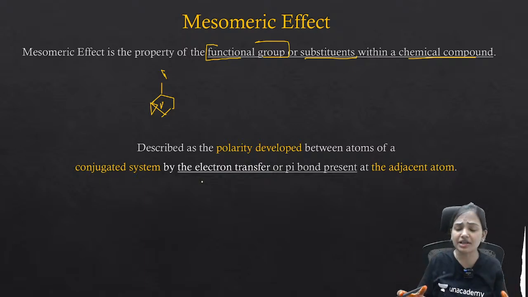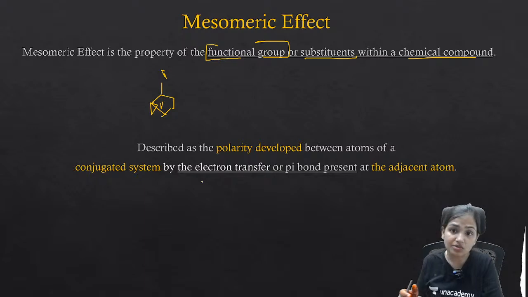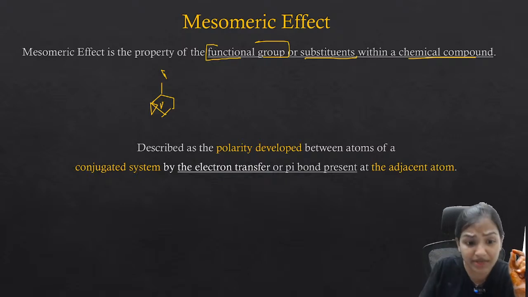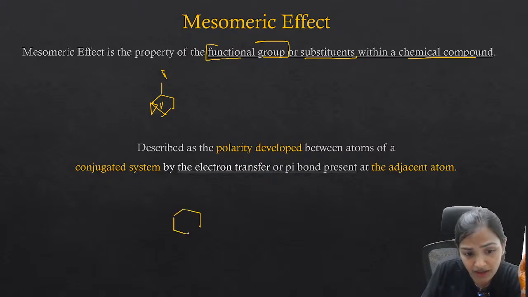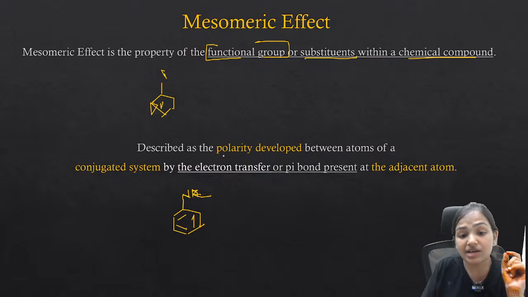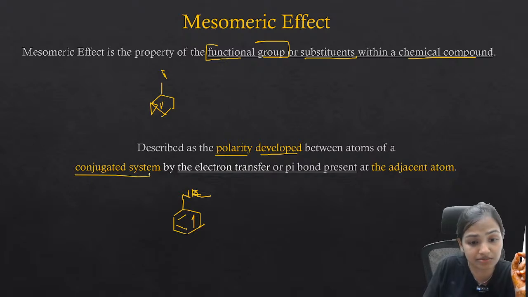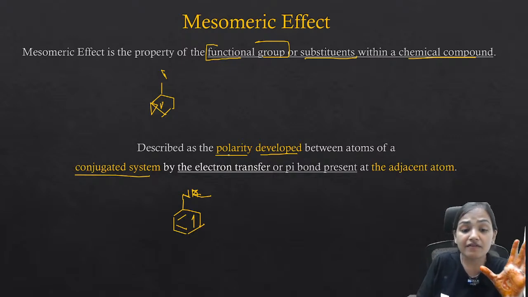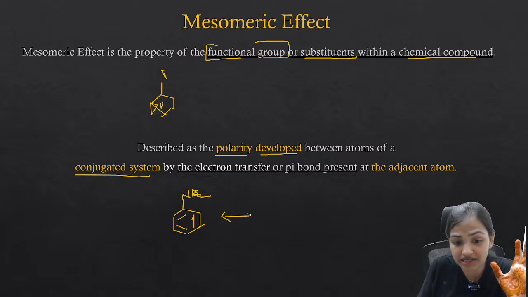When I am talking about the mesomeric effect, why have I written resonance in aromatic compounds? Basically, resonance in aromatic compounds is said to be the mesomeric effect. If I am talking about a conjugated system, I am going to take an example of NH2. I hope it's clear to all of you. This is described as the polarity developed between the atoms of a conjugated system by the electron transfer of pi electrons present at the adjacent atoms. So here we have to look for the polarity. I will tell you its resonating structure in detail on the next slide.